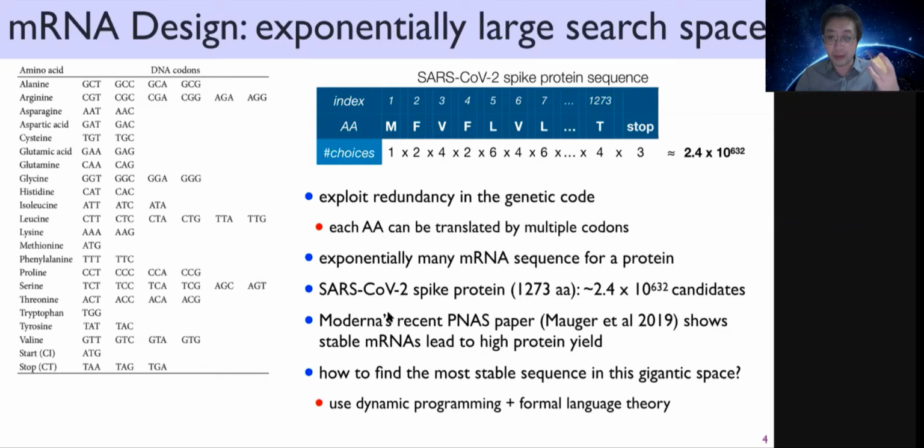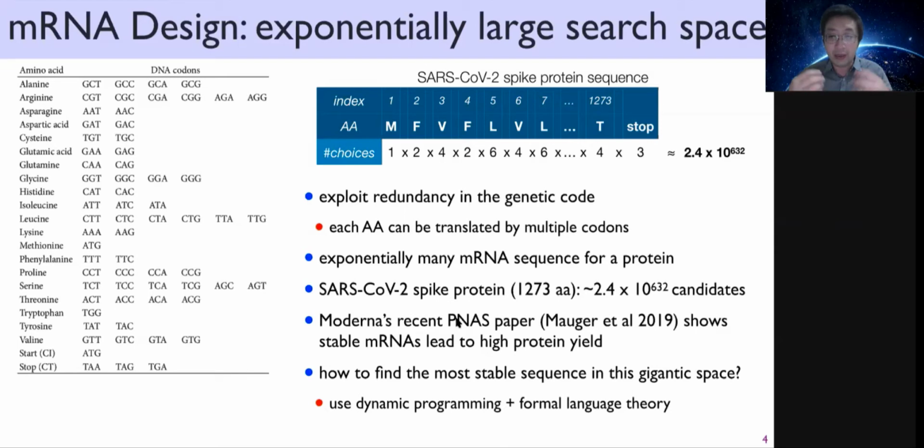Moderna's paper in last year's PNAS journal suggested that the more stable an mRNA is, the more protein yield it leads to, which is intuitive because the more stable it is, the longer you stay in cells, and there's more chance you get translated into proteins. If it's unstable, then it can easily be cut into pieces. So before you get translated by the ribosome, you already become subsequences, no longer effective.